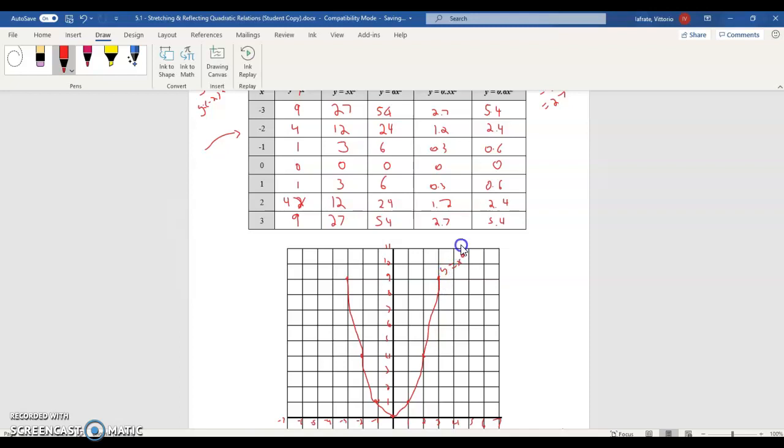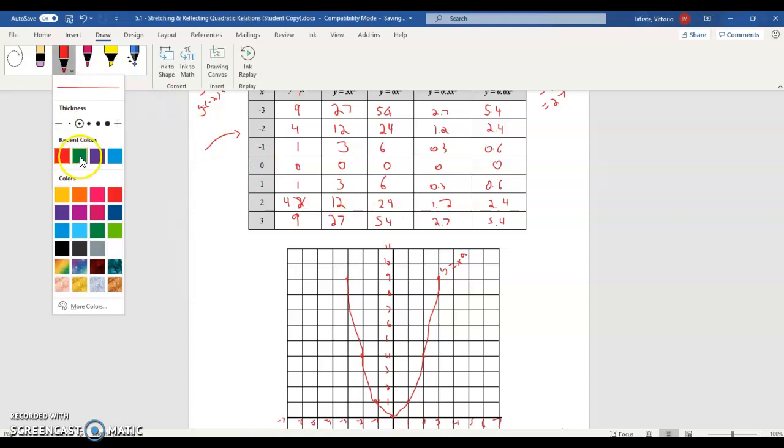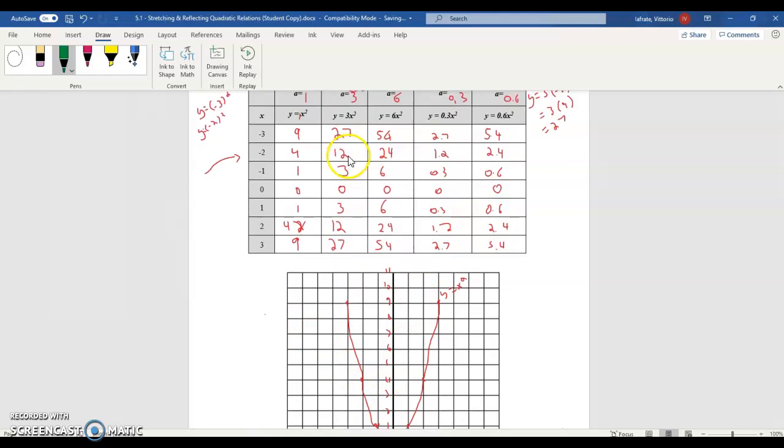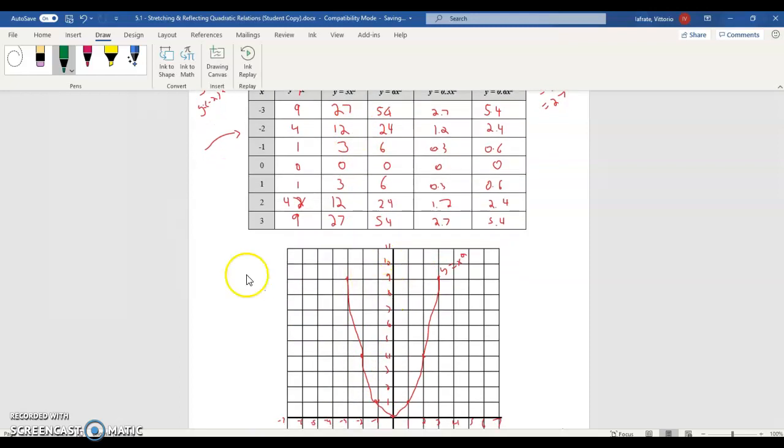And I'm going to choose a different color for my y is equal to 3x squared. I'll just choose green. So same idea, I won't be able to put 27, but I can put, when you have negative 1, you have 3, so negative 1, 3. When you have 0, you have 0. When you have 1, you have 3.